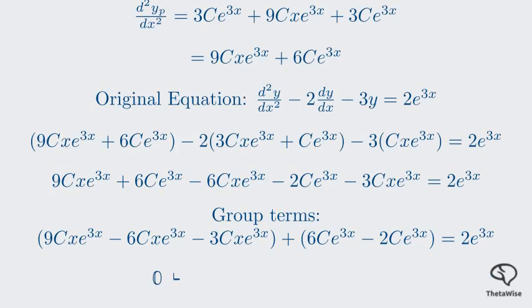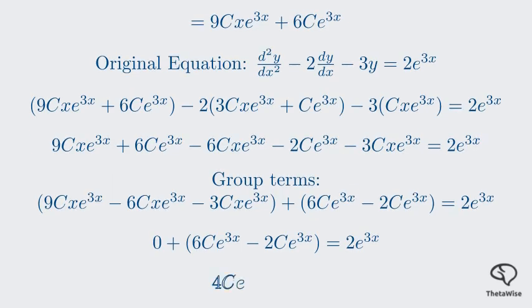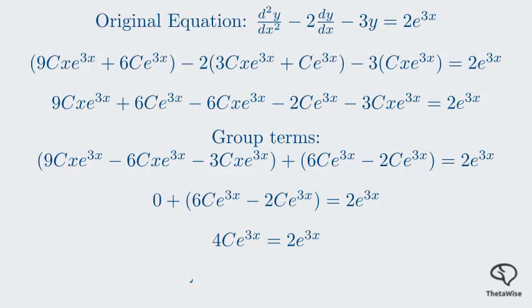This cancellation is exactly what we expect. If our y_p choice had not been multiplied by x, this cancellation would not have happened, and we would have been stuck with 0 equals 2e to the 3x, which is a contradiction. The multiplication by x ensured we found a valid solution. Now, let's combine the remaining terms. We have 6ce to the 3x minus 2ce to the 3x, which simplifies to 4ce to the 3x. This equals the right-hand side, 2e to the 3x. To solve for c, we can equate the coefficients of e to the 3x on both sides. This gives us 4c equals 2, which means c equals 1/2.